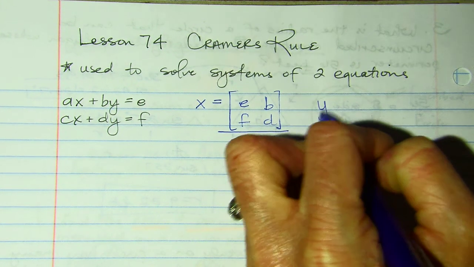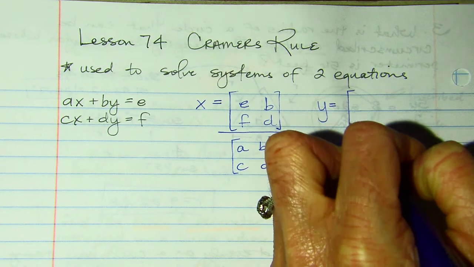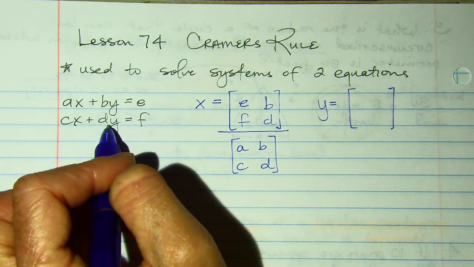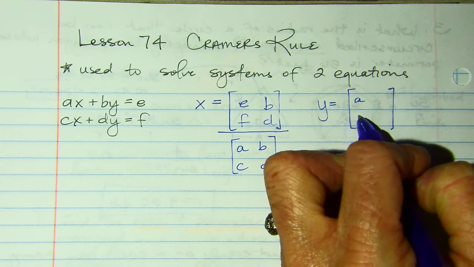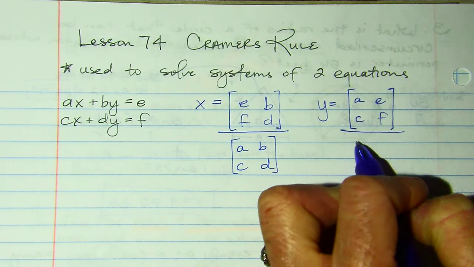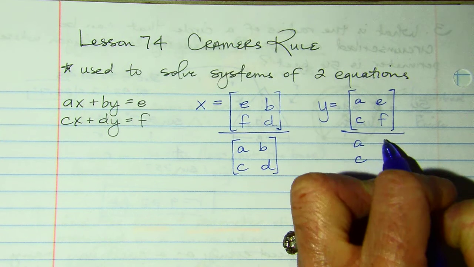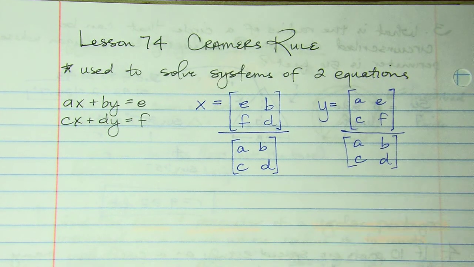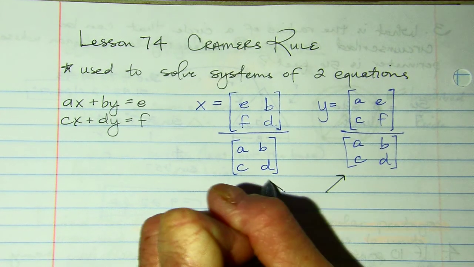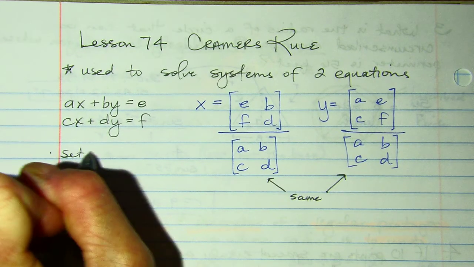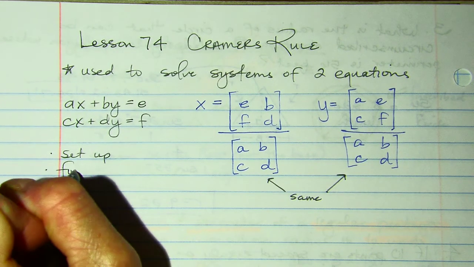For Y, it's very similar. You're not using the letters in front of Y. You'll use the letters in front of X. So A, C, E, F. And then the bottom is the same for both. So let me point that out. These should be the same. And once you set it up, you will find the determinant of each matrix.